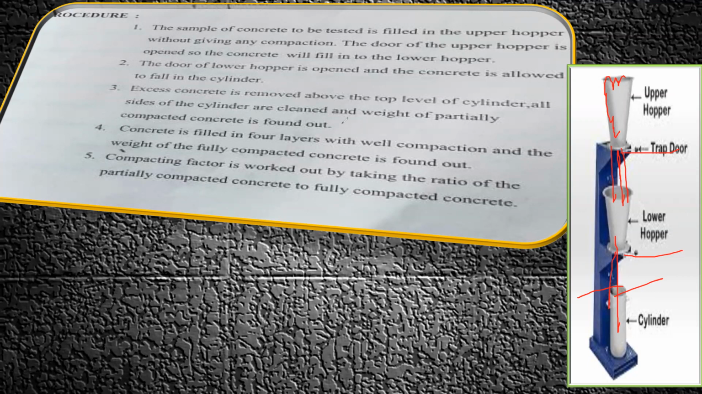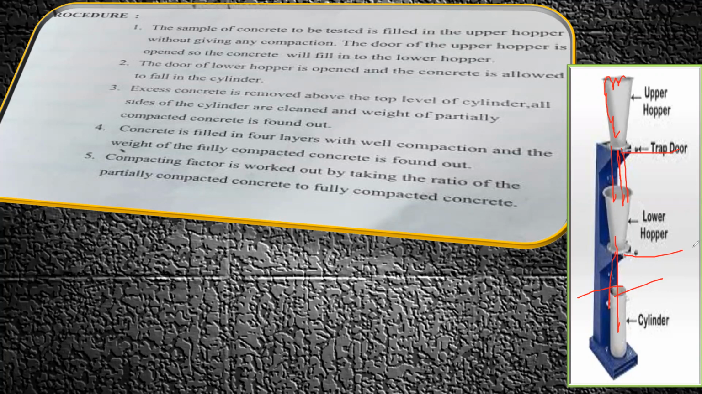All the sets of cylinder are clean, and weight of the partially compacted concrete is found out. Very simple. So once you allow it to fall, most of the concrete will be filled in the cylinder. Excess amount you take it out, clean the cylinder completely from the outside, and then you have to weigh the concrete that is there in the cylinder. So that's it.